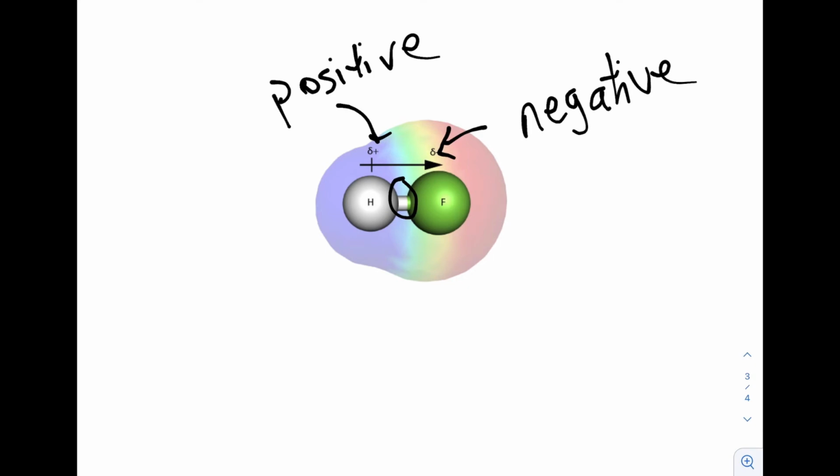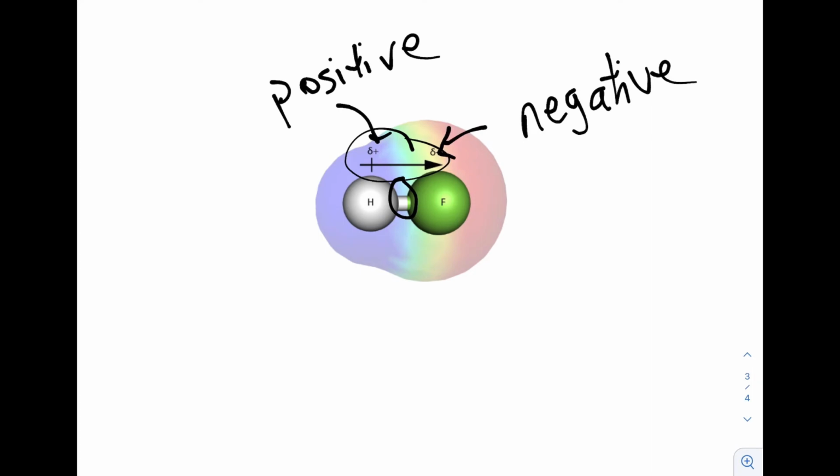In a nonpolar bond, you wouldn't see that dipole moment because the bond is mostly even, and the electrons in the bond are distributed evenly, so there would be no difference in electron density between the two elements.